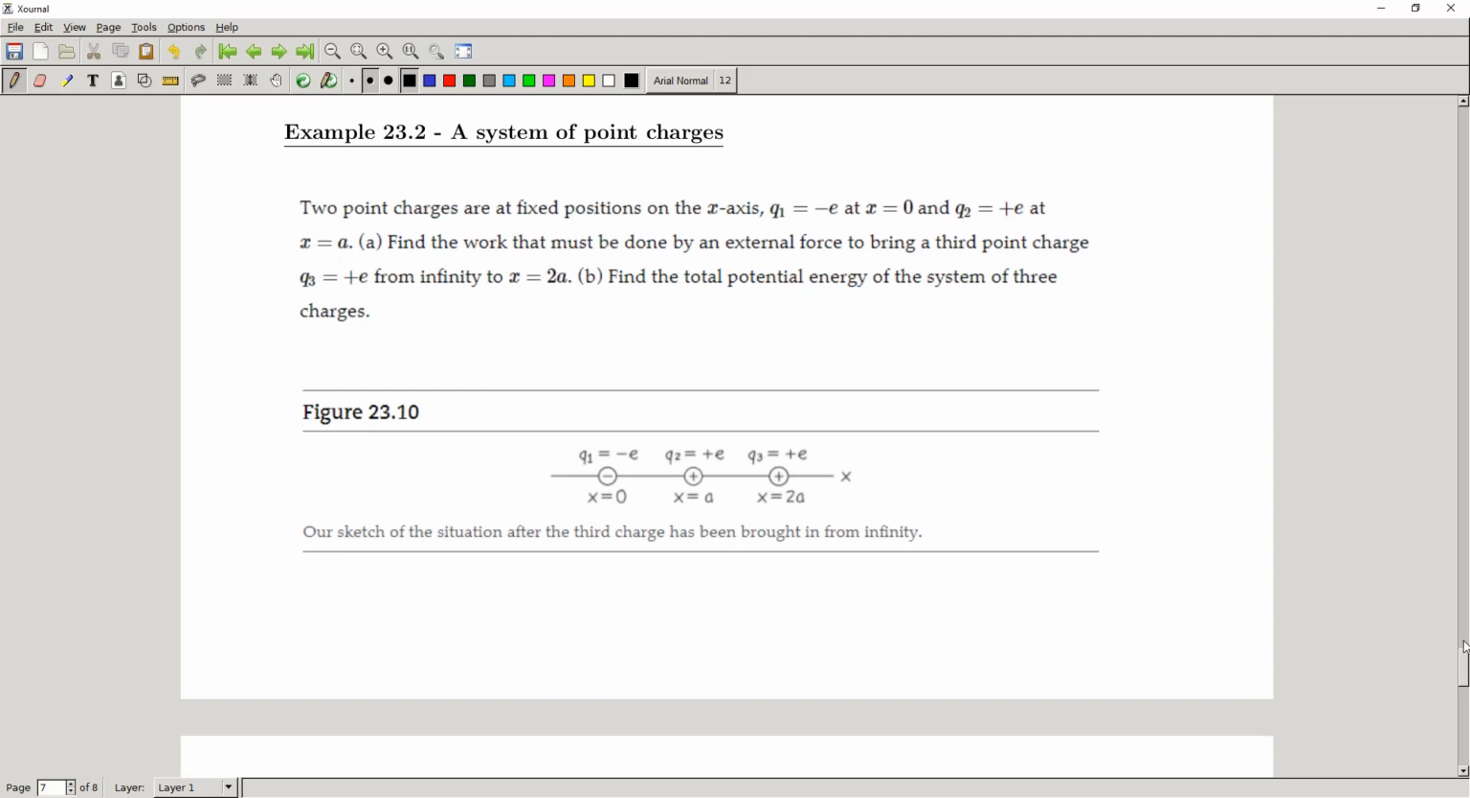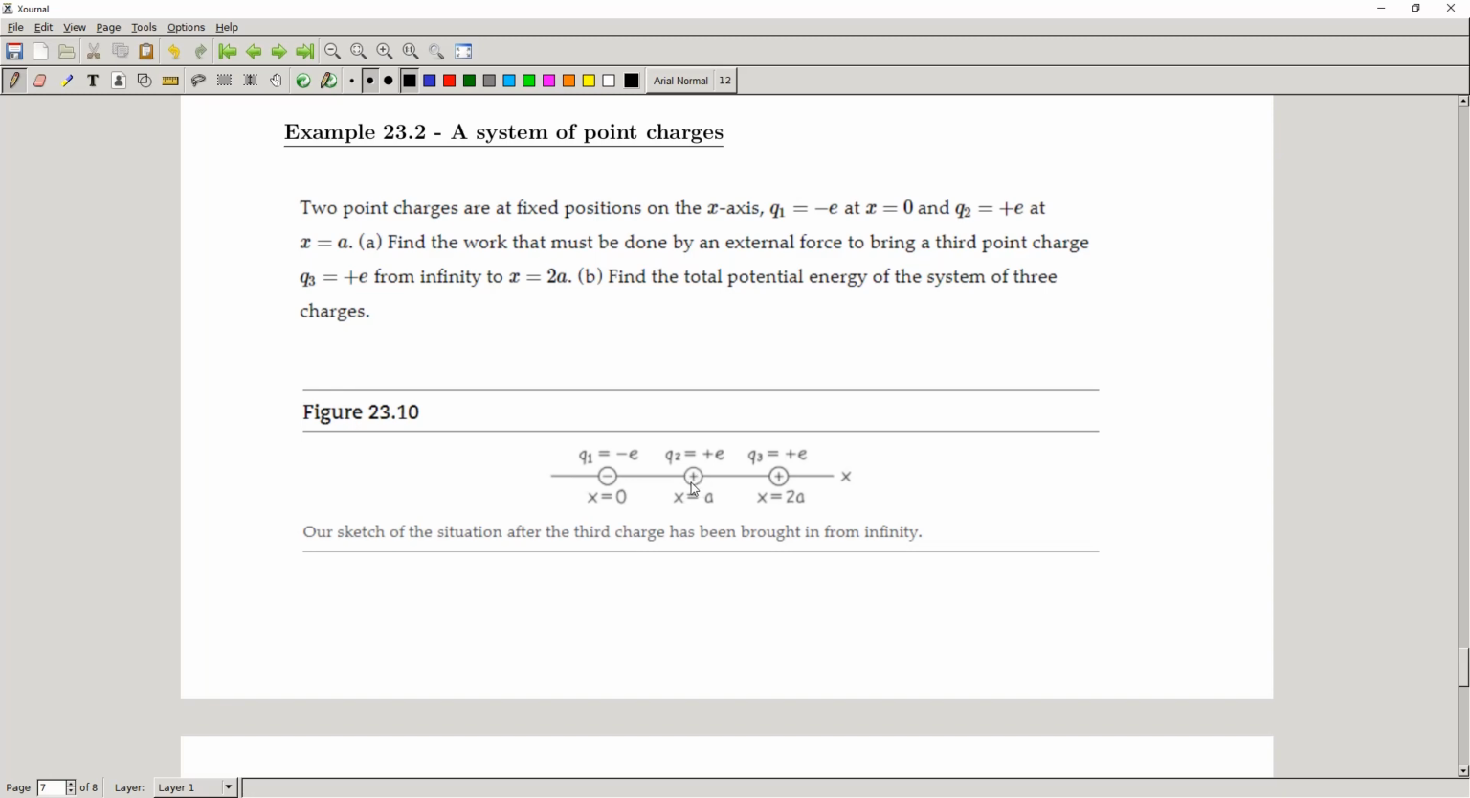So we have example 23.2 from the text. And so what are we looking at here? We're looking at 2 point charges, which are fixed in positions on the x-axis. We see the drawing down here. So we have one charge fixed at the origin. Okay, that's going to be our q1. It has a charge of negative e. Then we have a second charge, which is fixed at x equals a, and this is going to be our q2. It has a charge of plus e.